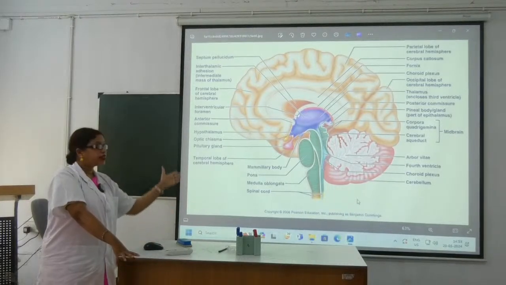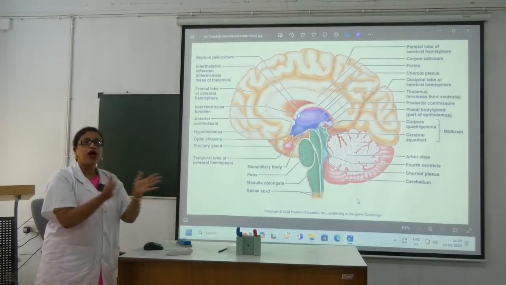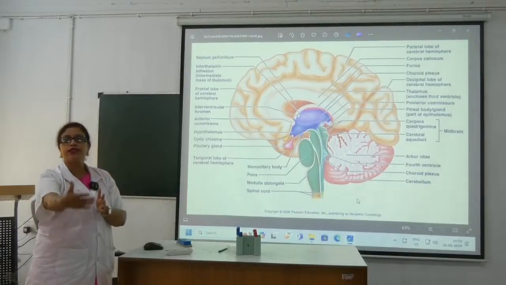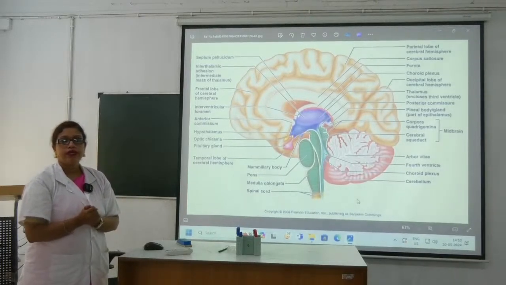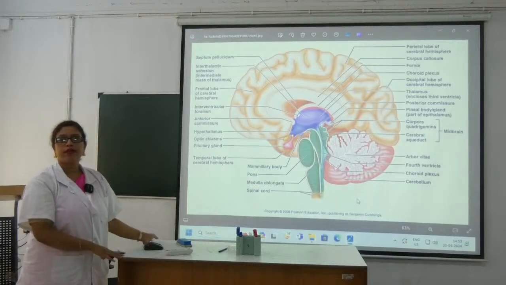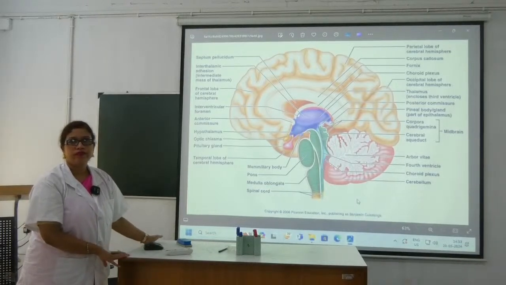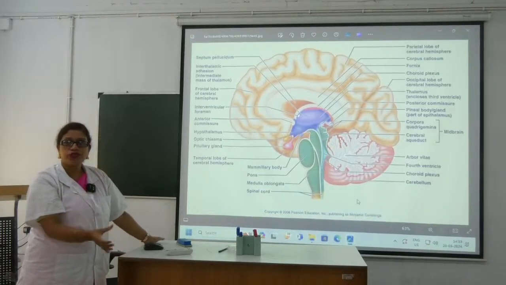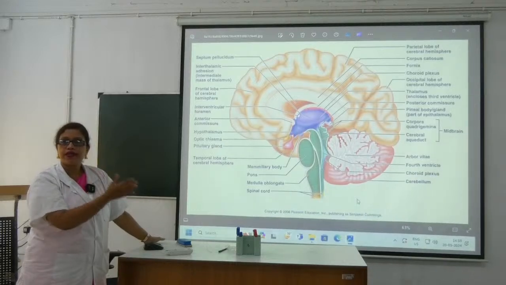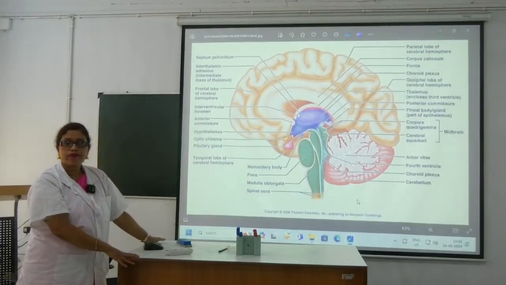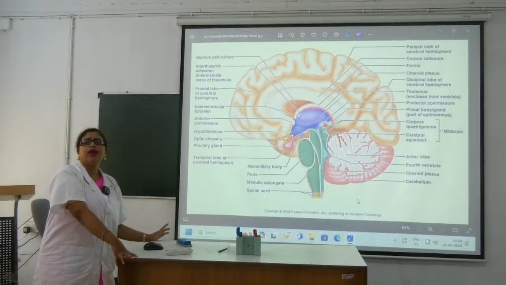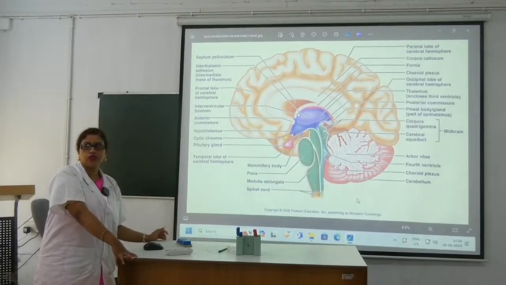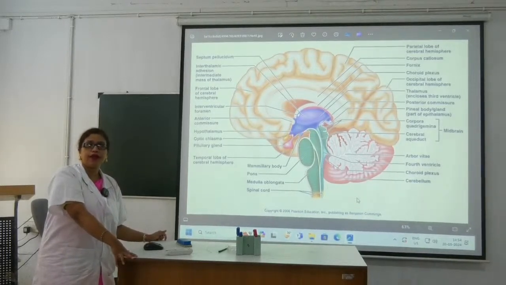So tell me one thing, this is the brainstem. How does the brainstem get connected with the cerebrum? The brainstem is a bridge in between, so it would be connected to the cerebrum by the right and left cerebral peduncle. In the previous class I told you, right and left cerebral peduncle.